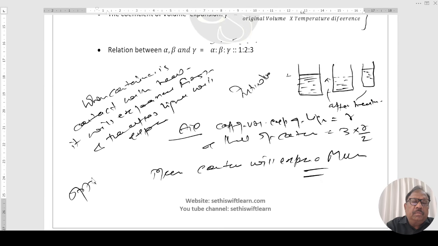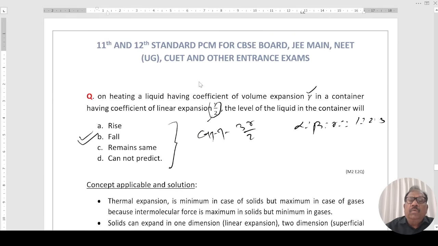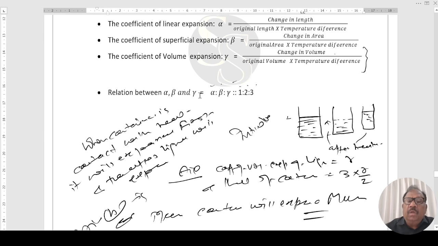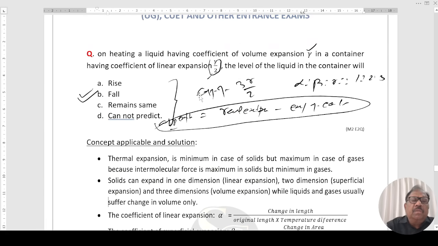Option B is correct. One thing more. We know real expansion minus expansion of the container equals apparent expansion. This is the formula generally. Now in this case, we have discussed in detail why it is applicable. Answer is B. B is the correct answer.